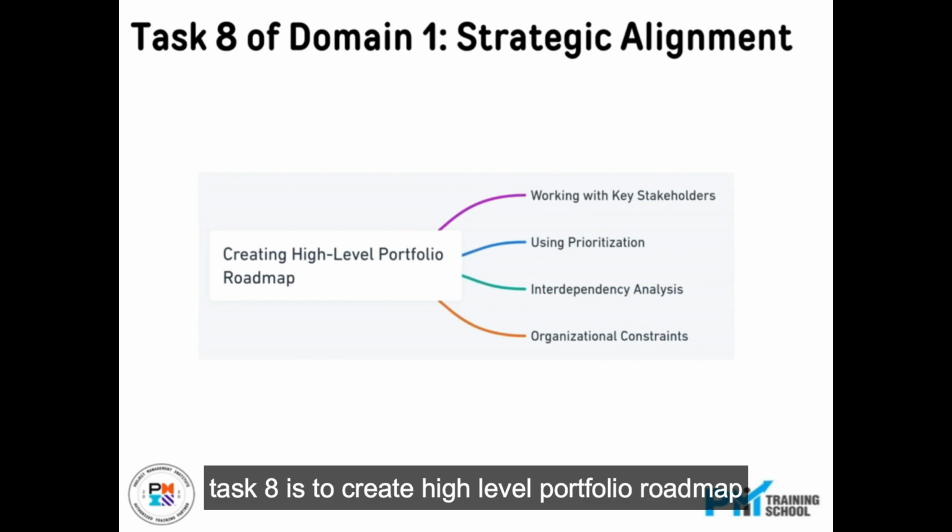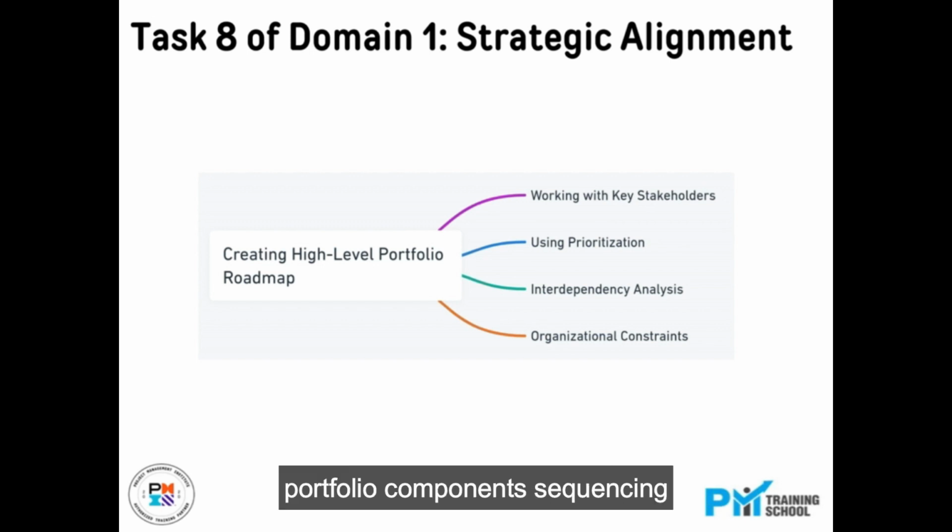Task 8 is to create high-level portfolio roadmap, working with key stakeholders using prioritization, interdependency analysis, and organizational constraints in order to confirm and communicate the portfolio components' sequencing, dependencies, and strategic alignment.